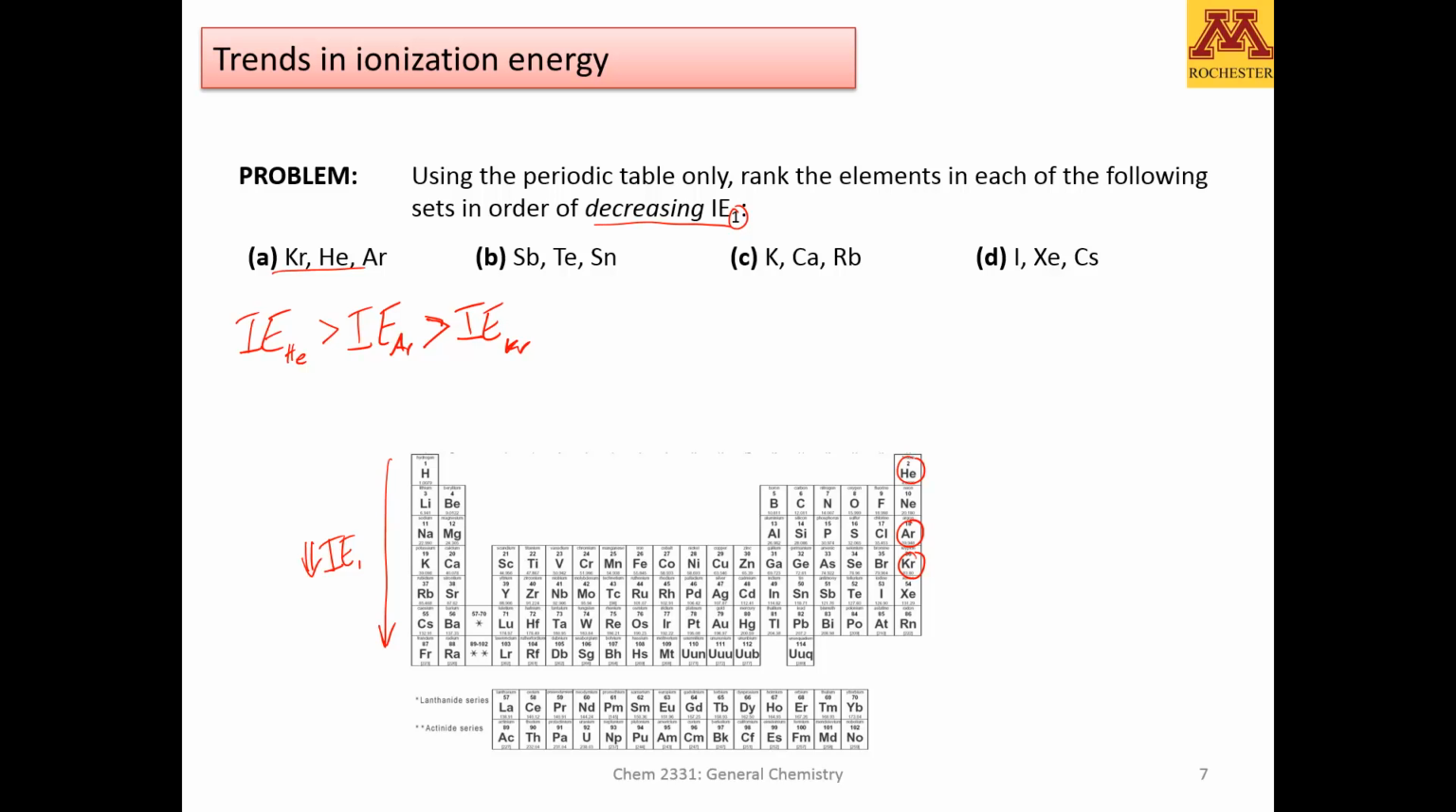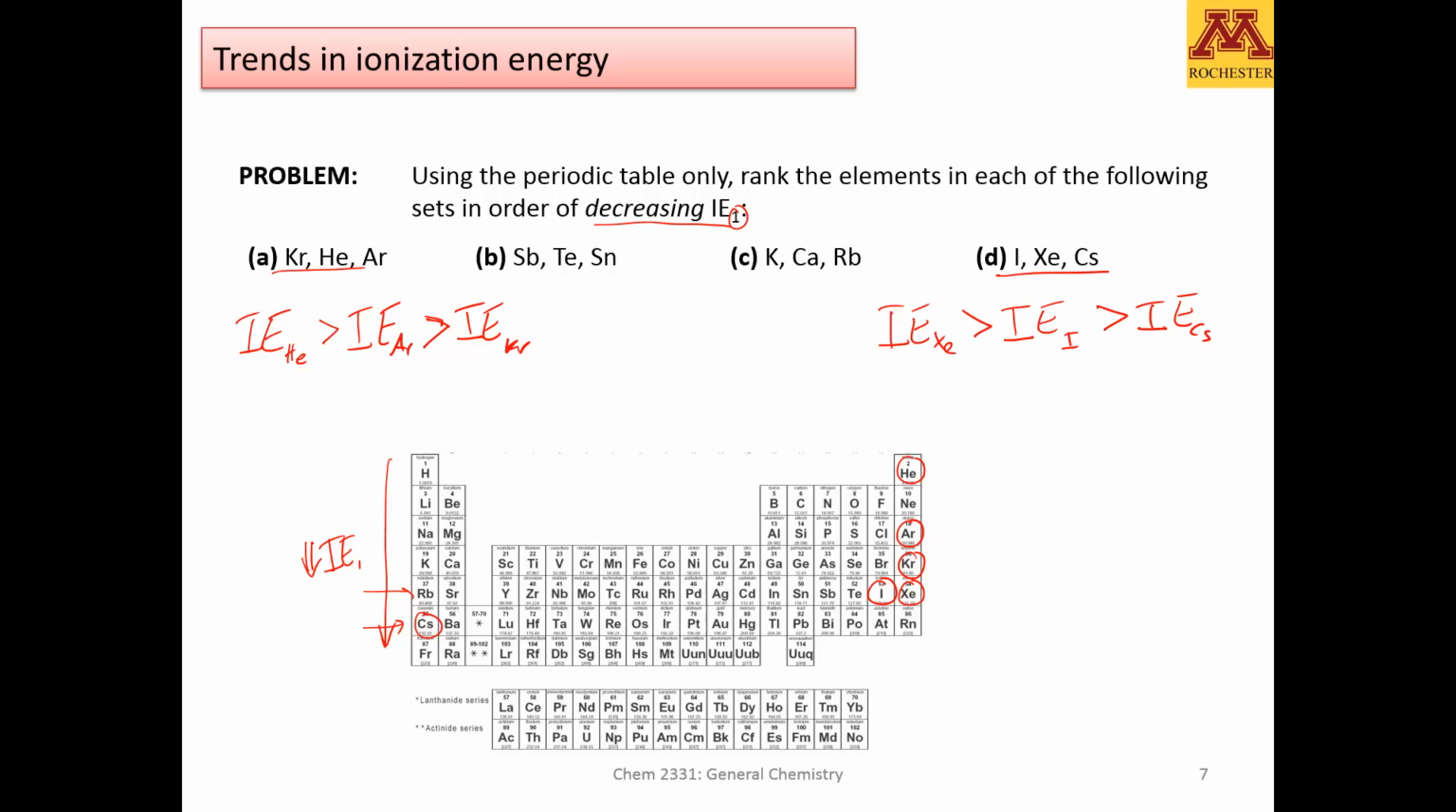Okay. Now let's take another one that may be a little bit more intricate, like iodine. Iodine is here, and then xenon, and then cesium down here. Well, we know that if we go to the right, it'll take more energy, so the ionization energy of xenon should be larger than the ionization energy of iodine. And because iodine and xenon are in a separate row, it'll take less energy for cesium, so the ionization energy of cesium is lower.